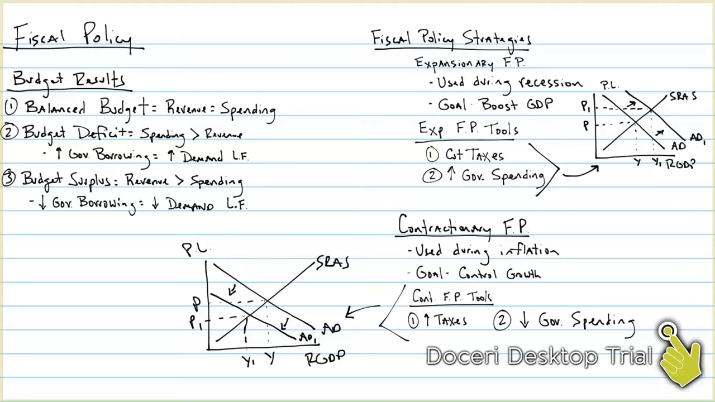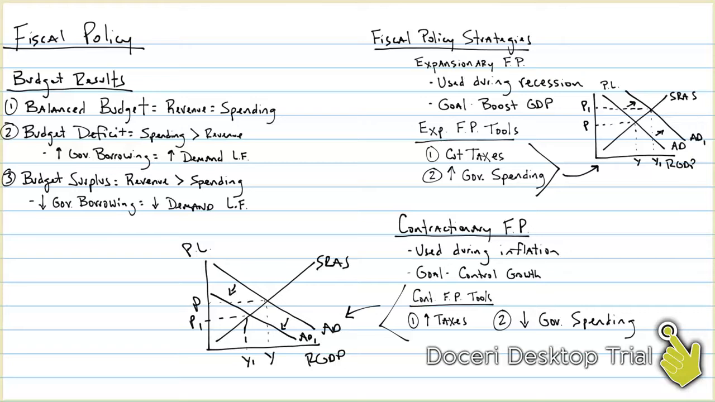And then the last result that we can have with our budget is what we call a budget surplus. That just means that we're bringing in more money than what we're spending. That decreases our government borrowing and is going to decrease the demand for borrowing in the loanable funds graph. So those are our three budget scenarios that we can get after that budget is created.